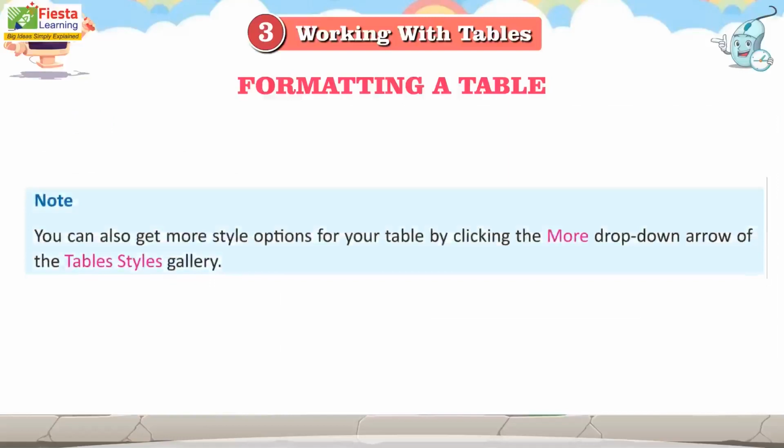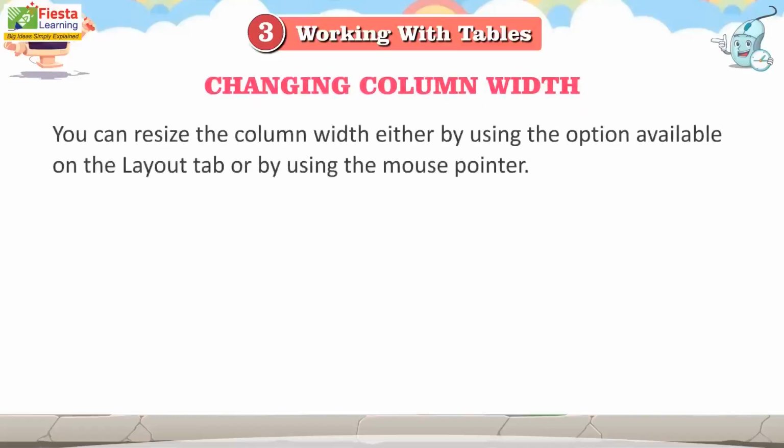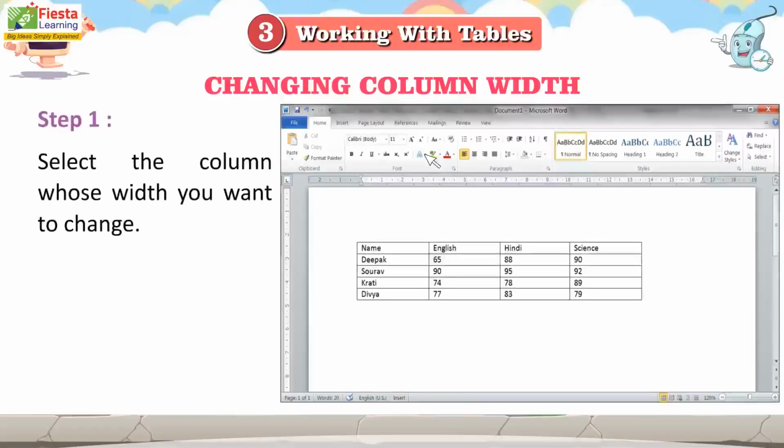Note: you can also get more style options for your table by clicking the More drop-down arrow of the Table Styles gallery. Changing column width. You can resize the column width either by using the option available on the Layout tab or by using the mouse pointer. Select the column whose width you want to change.